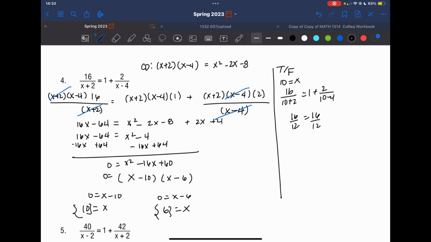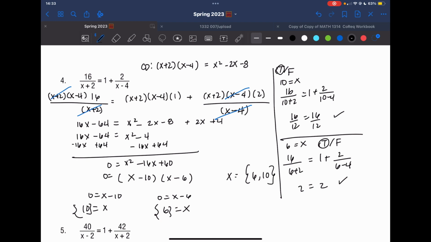For the next one, we're checking for 6, right? 16 over 6 plus 2 equals 1 plus 2 over 6 minus 4. So in this case, we get 2 equals 2. So when the left equals the right, that's how we're getting the true or false. So we're determining that both of these are true. So your solution is going to be x equals 6, 10.